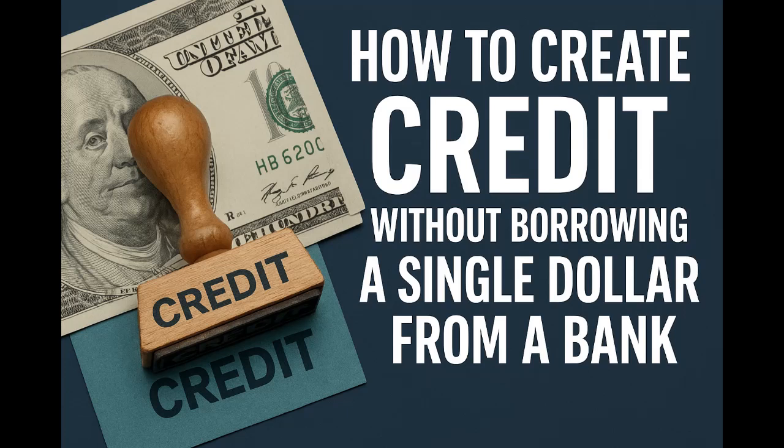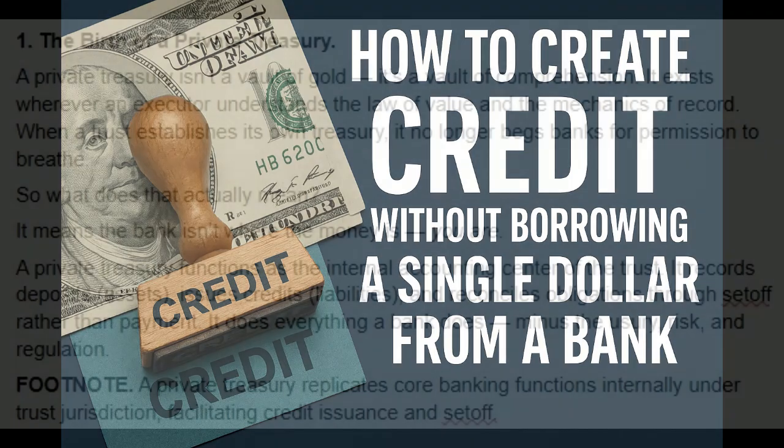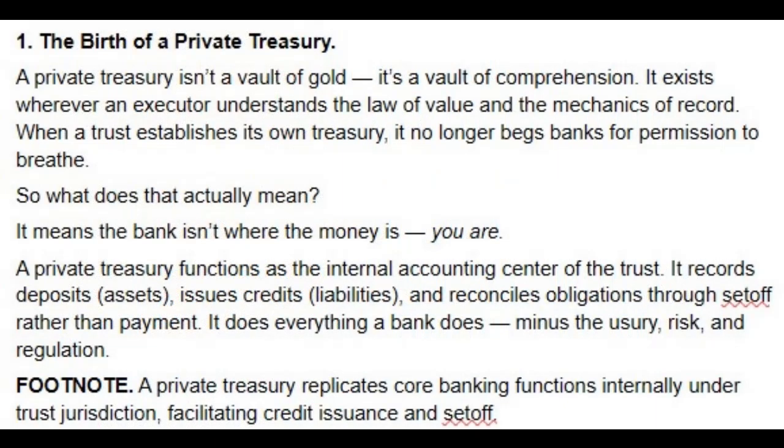The executor's treasury: how to create, manage, and secure a private credit facility under trust law. One. The birth of a private treasury. A private treasury isn't a vault of gold, it's a vault of comprehension. It exists wherever an executor understands the law of value and the mechanics of record. When a trust establishes its own treasury, it no longer begs banks for permission to breathe.